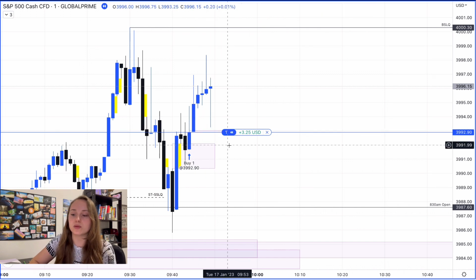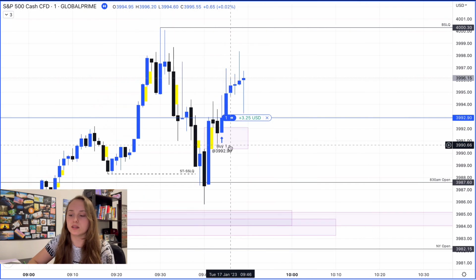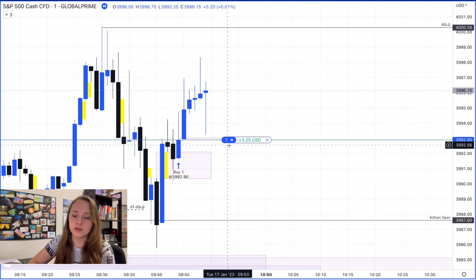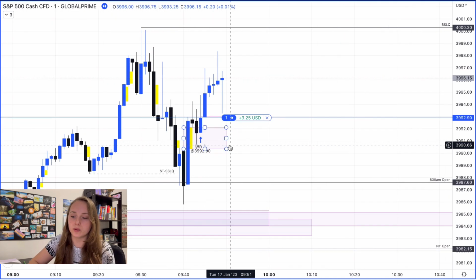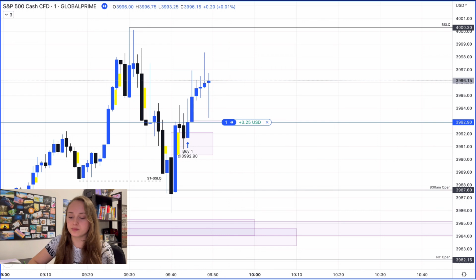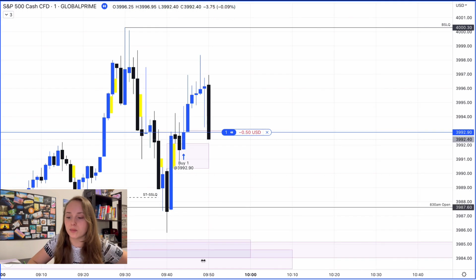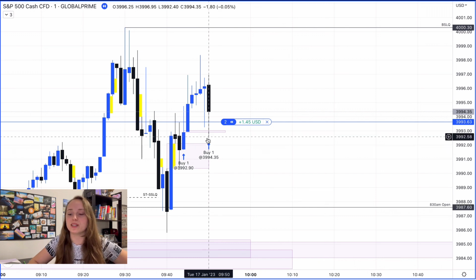It's better on the actual ES symbol, but there's a small liquidity void there. We come down, we're gonna buy another one because we came down into this liquidity void.